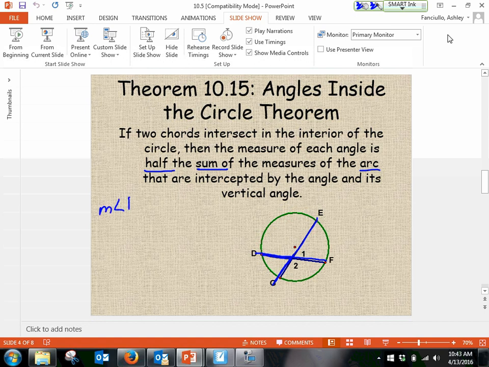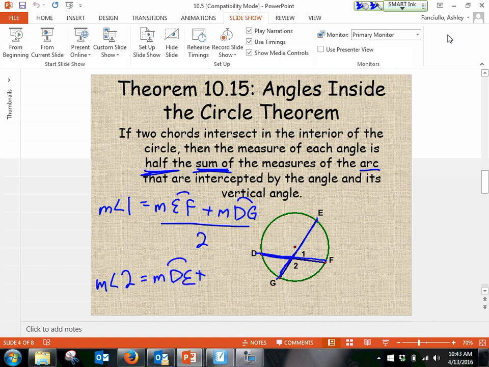So the measure of angle 1 is equal to the measure of arc EF, and since it's the sum, I'm going to add the measure of arc DG. Oh, no, that's a G. There we go. All I have to do is take those two corresponding arcs, add them up, and then cut that by 2. The same thing goes for angle 2: that's equal to the measure of arc DE plus the measure of arc GF, and I've got to cut that in half. Hopefully that makes sense.